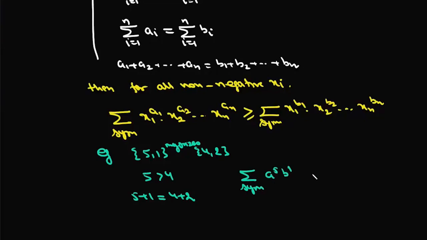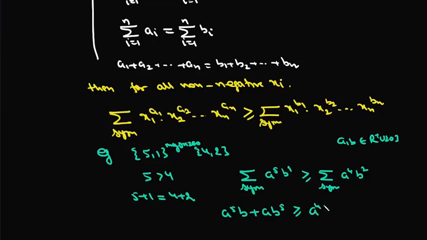a to the power 5, b to the power 1 is always greater than or equal to this symmetric sum a to the power 4 b square, where a and b are non-negative real numbers. So from here we can write a to the power 5 into b plus a into b to the power 5 will be greater than or equal to a to the power 4 b square plus a square b to the power 4. Now let us take up an example.